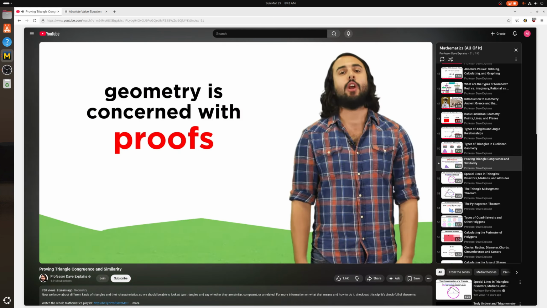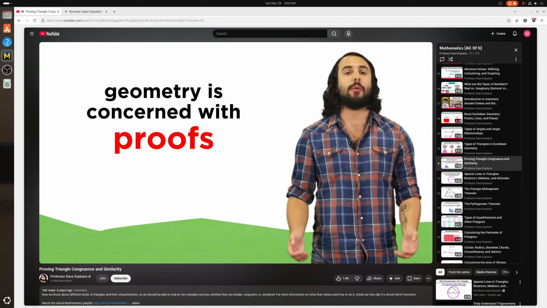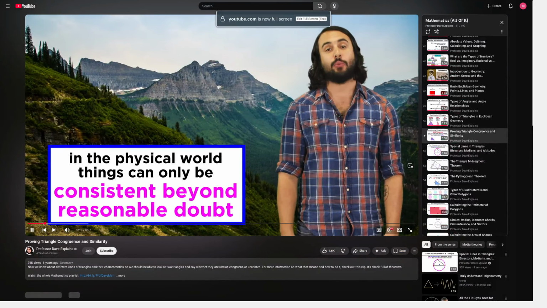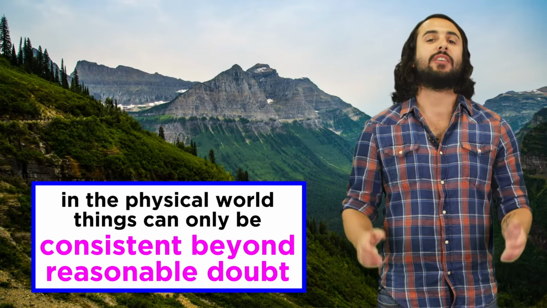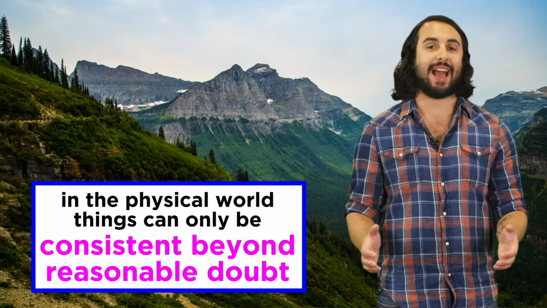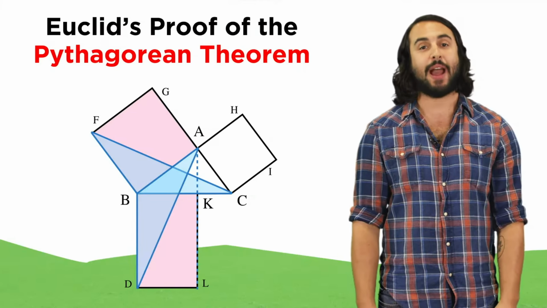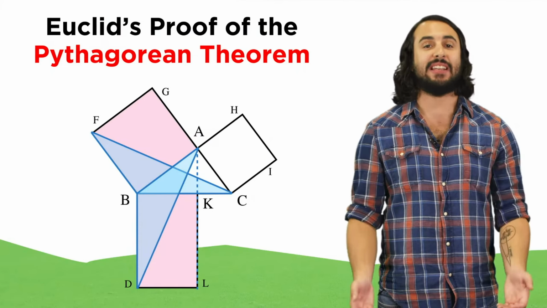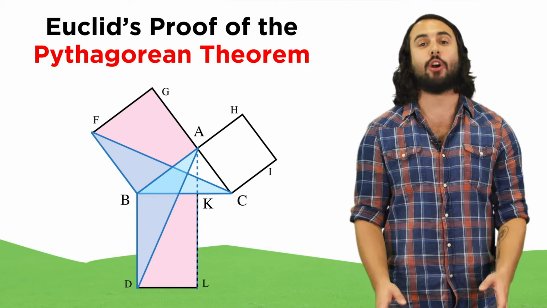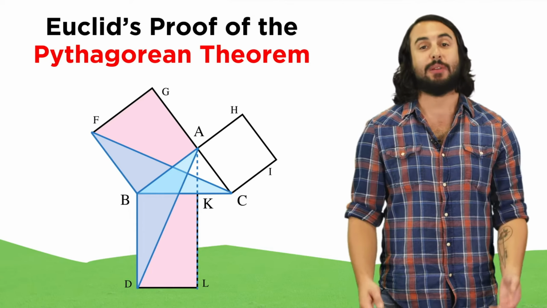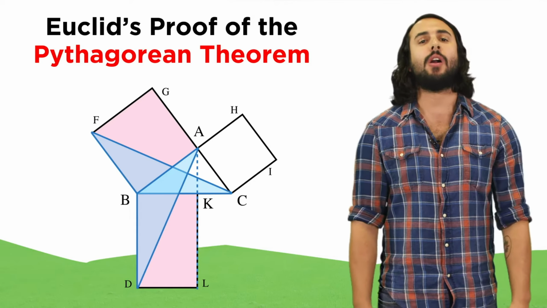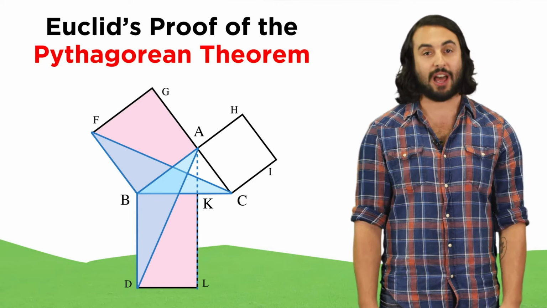In geometry, we are sometimes concerned with proving things. Unlike the real world, where nothing could ever be proven, only shown to be consistent beyond reasonable doubt, in the perfect realm of mathematics, things can indeed be proven to be inarguably true, and our construction of proofs, as meticulous as they may seem, are incredible demonstrations of logic.